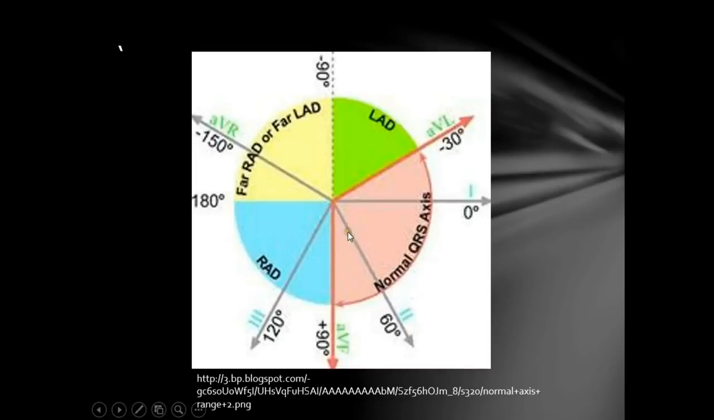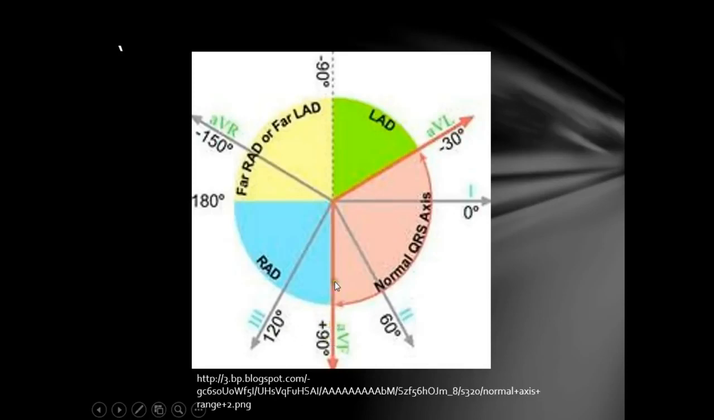So again, if the cardiac axis is more than 90 degrees away from the lead in any direction, then we would consider the cardiac axis to be moving away from that lead. If it's within 90 degrees of a specific lead, as for example between 0 and 90 and 90 and 180 of AVF, then we would consider the cardiac axis to be moving towards that specific lead, and that lead would be positive.